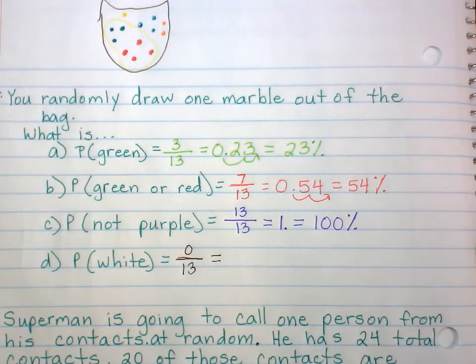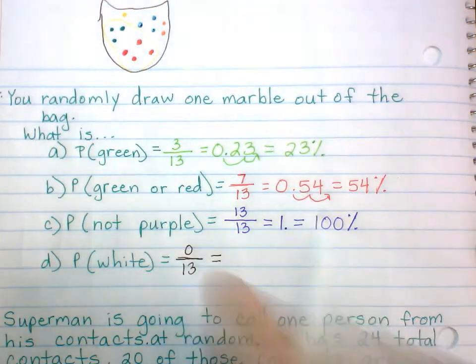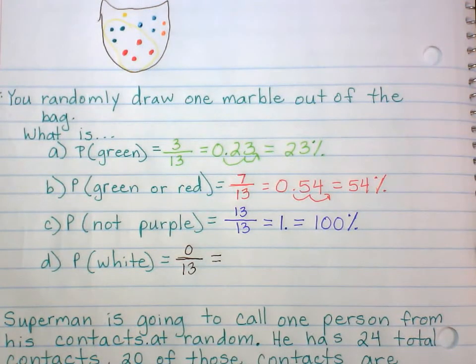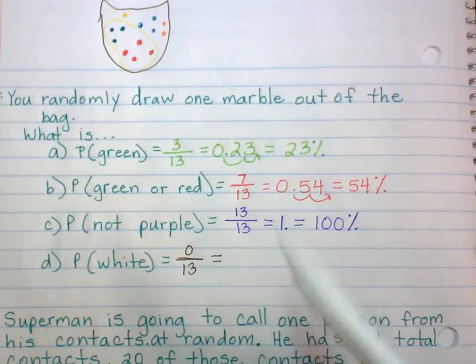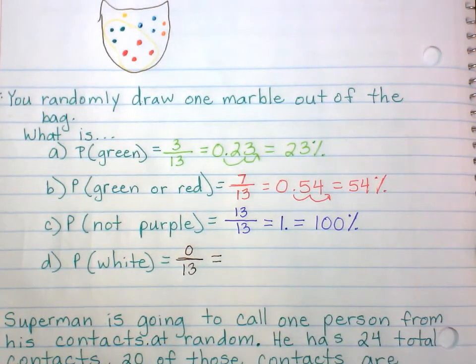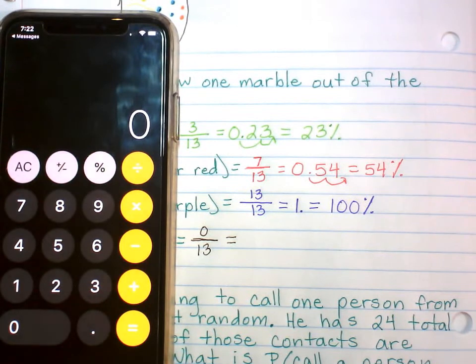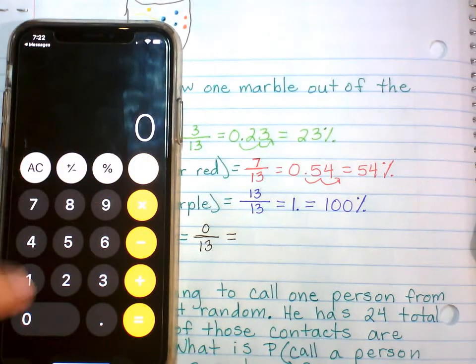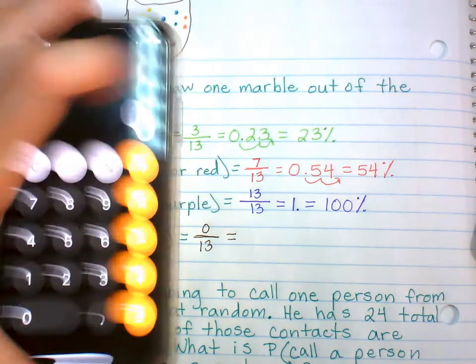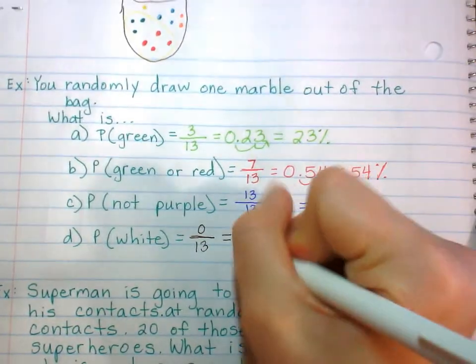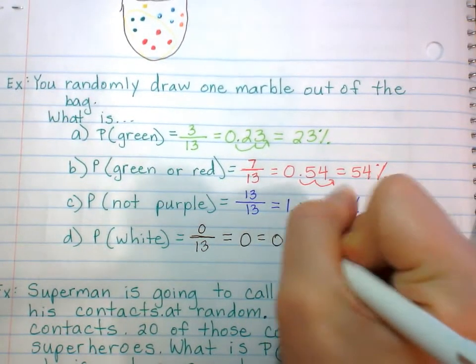0 out of 13. Okay? 0 divided by any number is what? 0 divided by 13 is 0. 0 divided by any number is 0. So that's 0%.